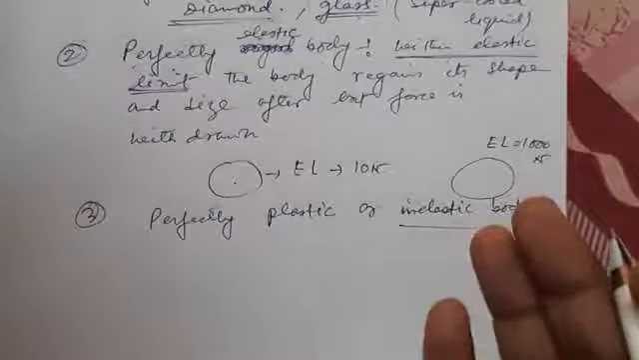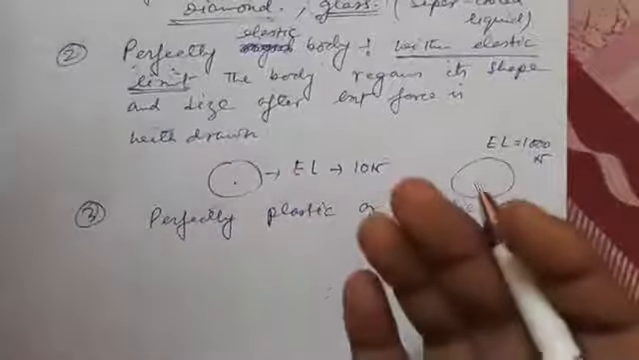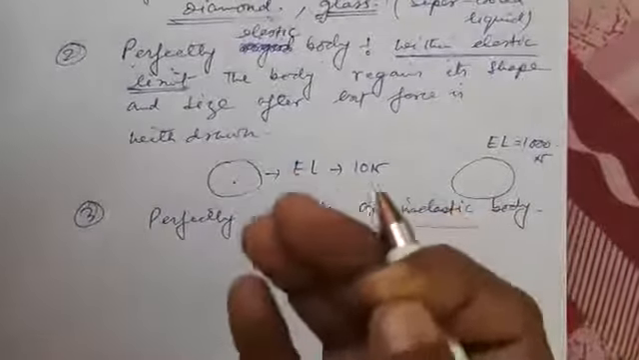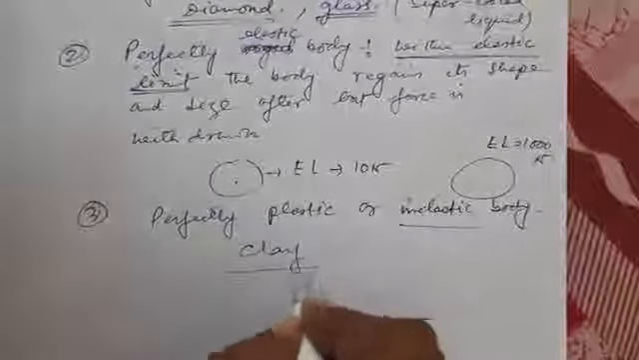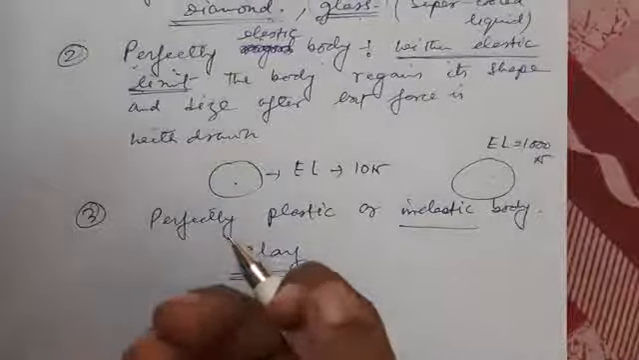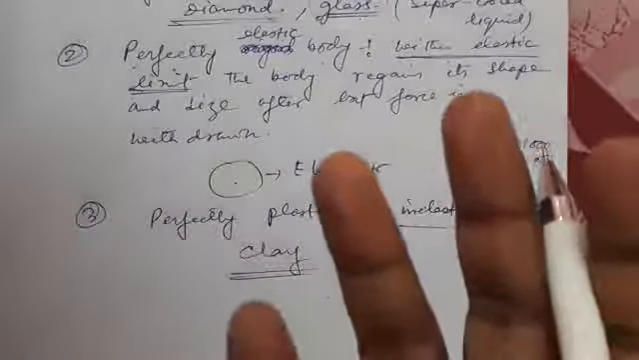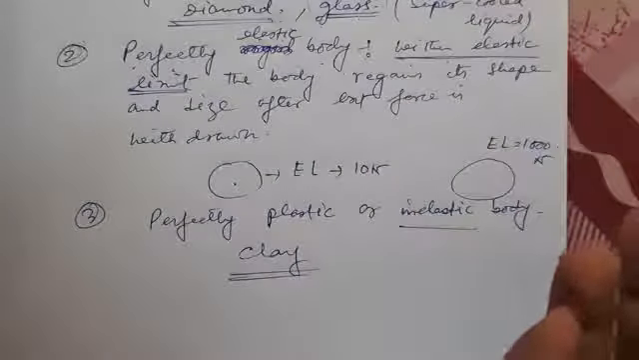Now if we describe it starting from 0 newtons, applying a force of a very small amount, a near example is clay. Clay is a material which is very soft. When we apply a slight amount of force on it, the deformation stays, and even after the withdrawal of the force, the deformation stays.